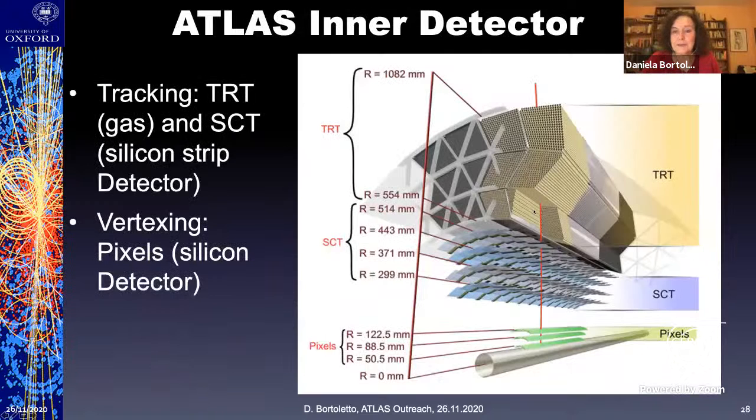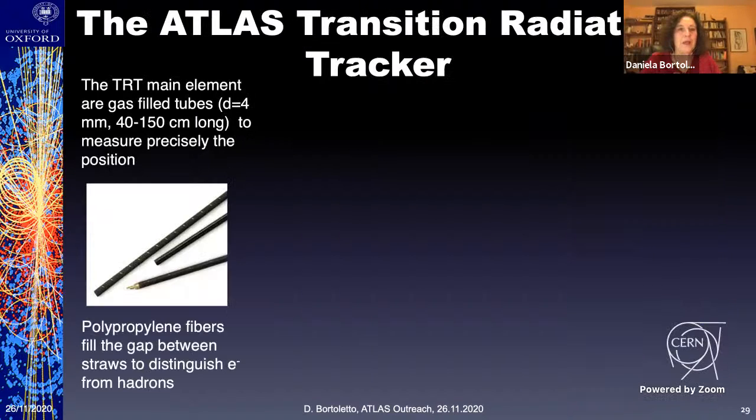So the ATLAS Inner Detector, the ATLAS Tracker Detector, has a detector that is a gaseous detector, which is called the TRT. And then it has a silicon strip detector, which is called the SCT, because it's a silicon semiconductor tracker. And then it has a pixel vertex detector, which is also a silicon detector. And then, you know, the pixel detector is closer to the beamline.